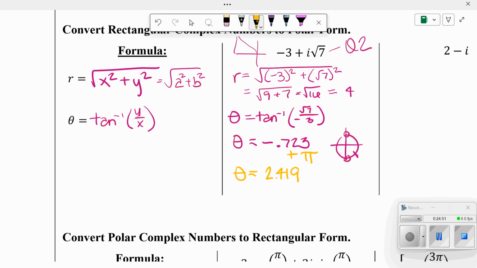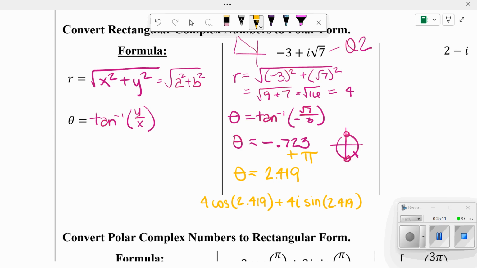Okay, now the way that you write the polar form on these is a little bit different. You've got a couple different ways that you can write them. We can write 4 cosine 2.419 plus 4i sine 2.419. So that's one way you can write it.